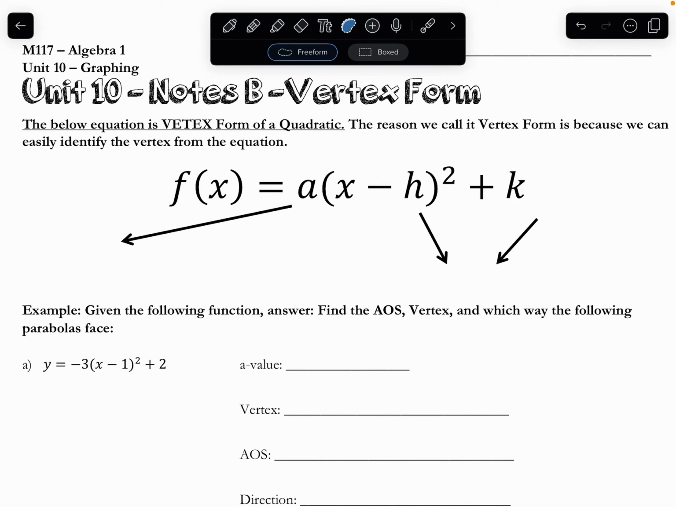These are the notes for Unit 10, B. We're going to take a look at graphing quadratics in vertex form. So first things first, we're going to have this general form.